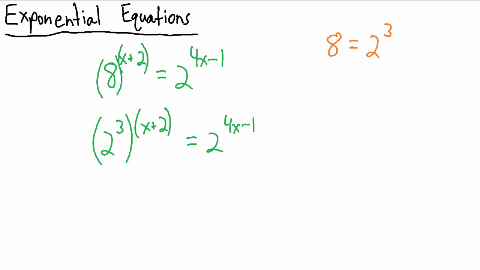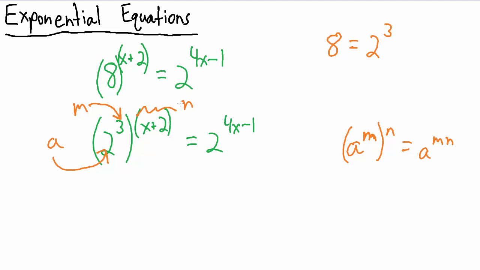So what we can do now is use the fact that a to the m, raised to the n, equals a to the mn, where here the 2 is our a, the 3 is our m, and then this whole thing right here is our n. Okay, so the way this is written right here, it's currently in this form. What I want to do is express it in this form and then simplify that.